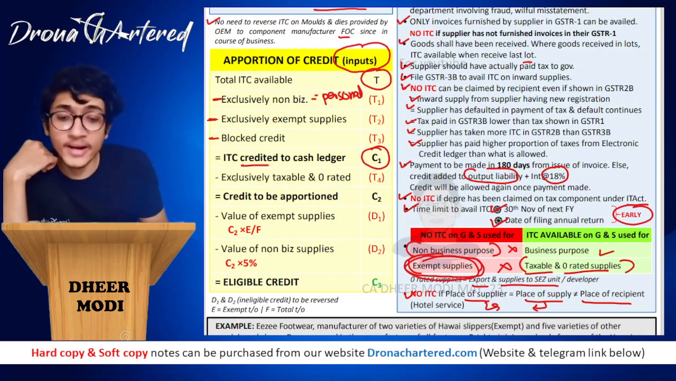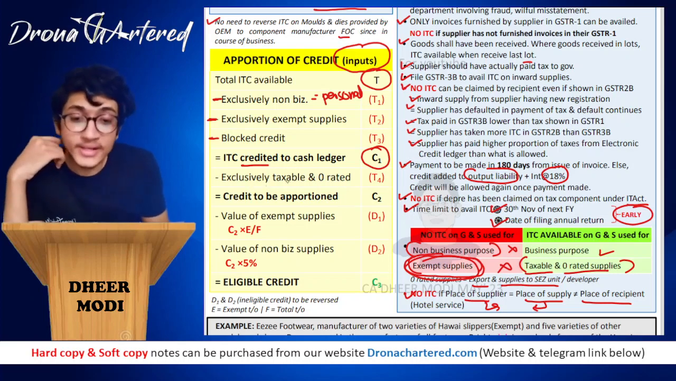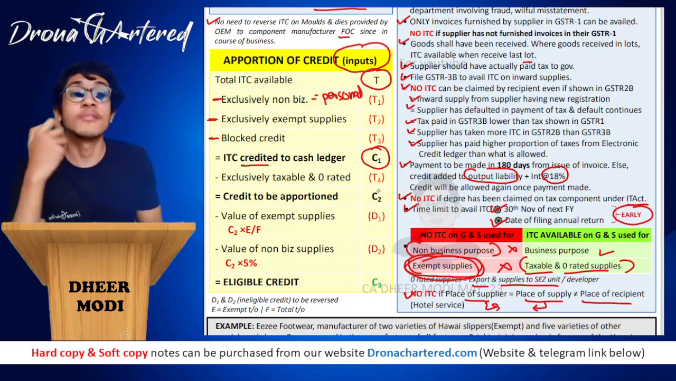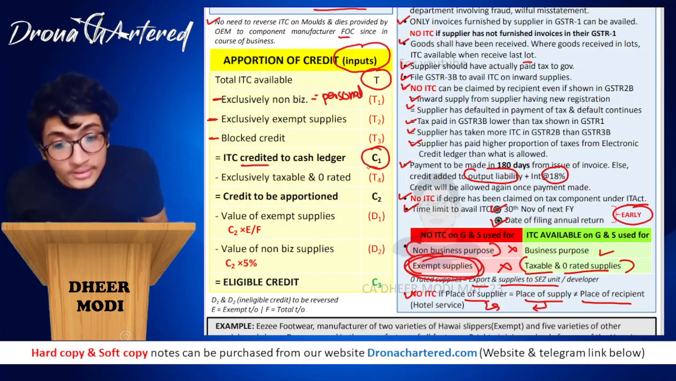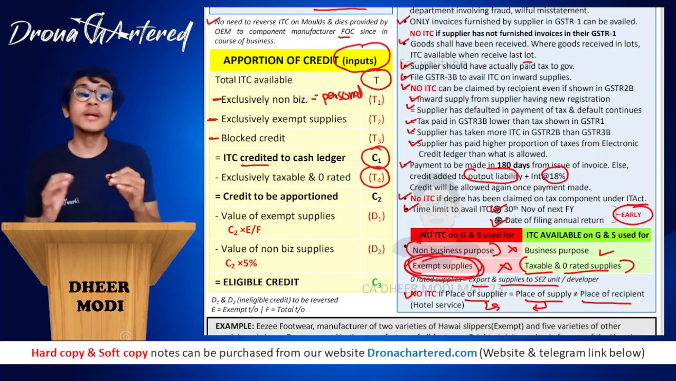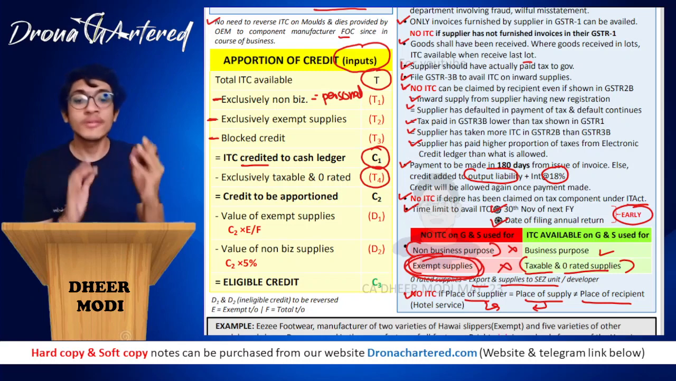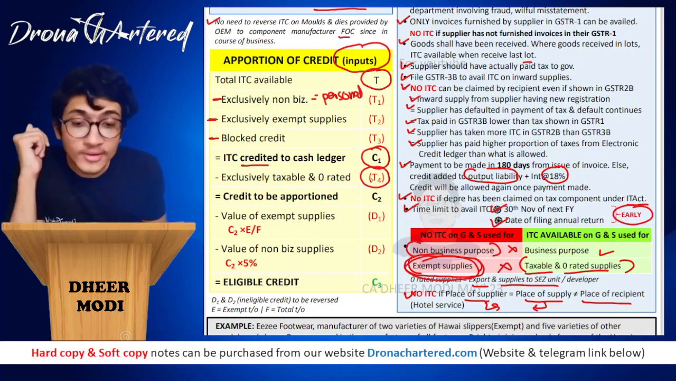Now you have to subtract exclusively taxable and zero rated. Exclusively taxable and zero rated. Now you have to understand why we are subtracting both of these. Because this is pure ITC. This T4, this you will receive as proper ITC. That's why we are subtracting. This is 100%. Nobody is taking this away from you. Only for the purpose of calculation we are subtracting this. Therefore we have subtracted this.